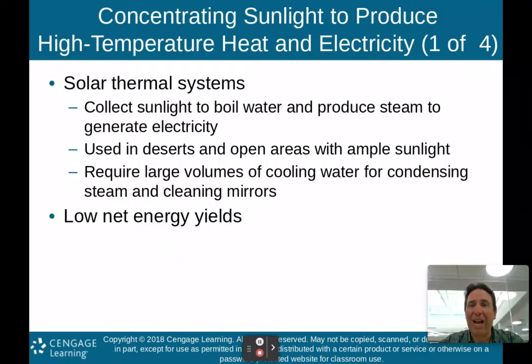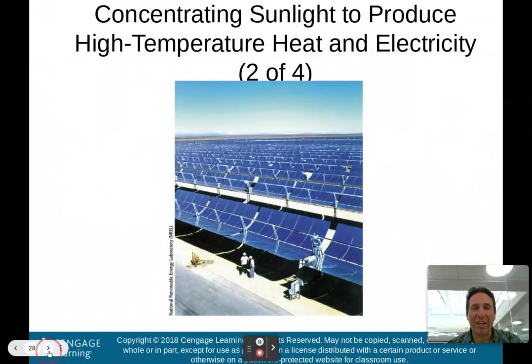Used in deserts and open areas with ample sunlight, especially in California. I'll show you some pictures in just a second. They do require large volumes of cooling water for condensing steam and cleaning mirrors. So that's a little negative there. You do need large amounts of water. And right now, they have a low net energy yield, and that's because of the price it costs to actually set this whole thing up. But if we can make it cheaper with technology down the road, that will increase the net energy yield.